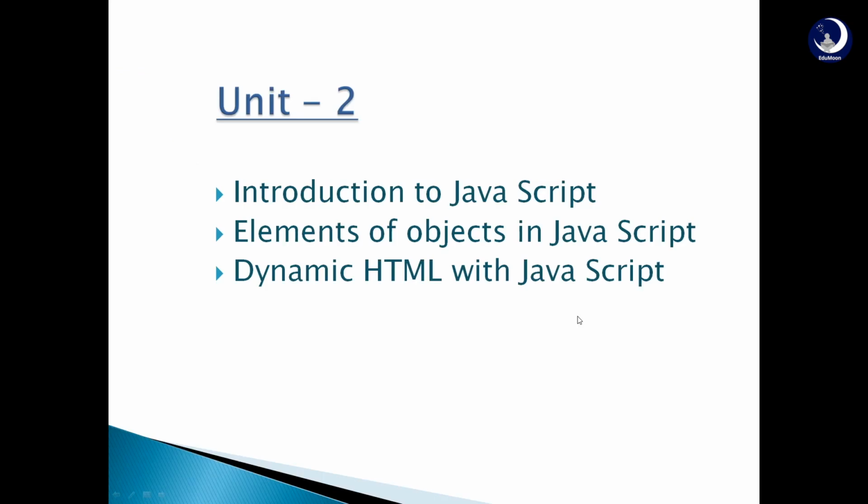So those are the objects in JavaScript which are predefined, and also we have seen how to create an object in JavaScript on our own. So this is all about objects in JavaScript.